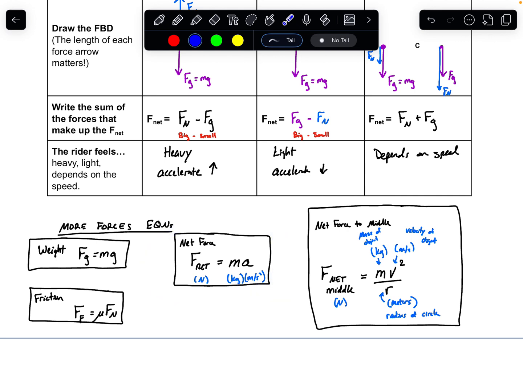And if we have a net force to the middle, we're just going to tweak that slightly where the acceleration becomes v squared over r. So we still have the mass of the object moving in the circle in kilograms, the velocity of the object squared, divided by the radius, which tells us the value of that net force to the middle. Now remember, that could be made up of these smaller individual forces, and that's what we're going to analyze in our problems.